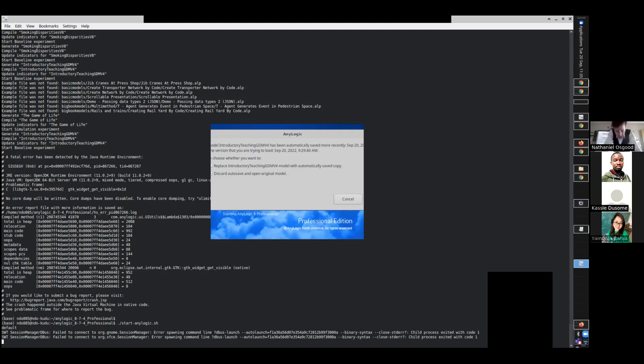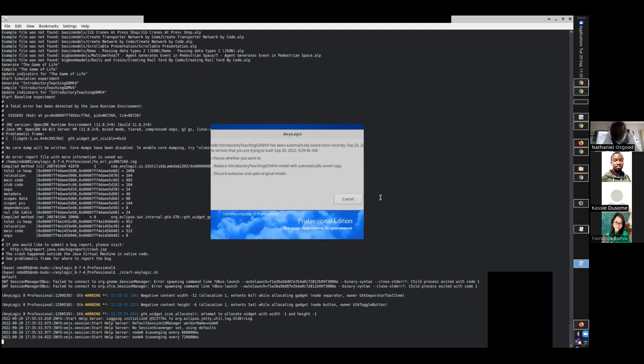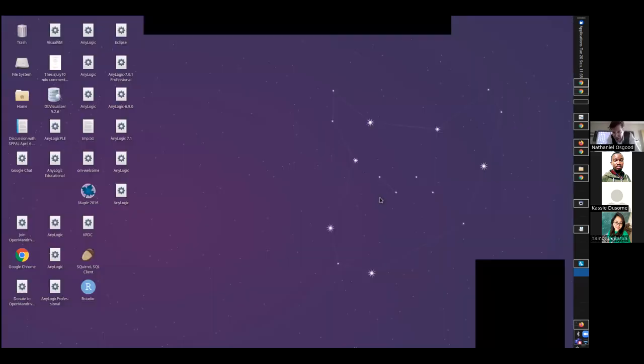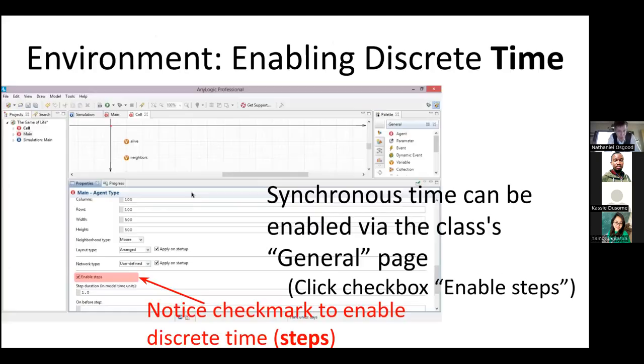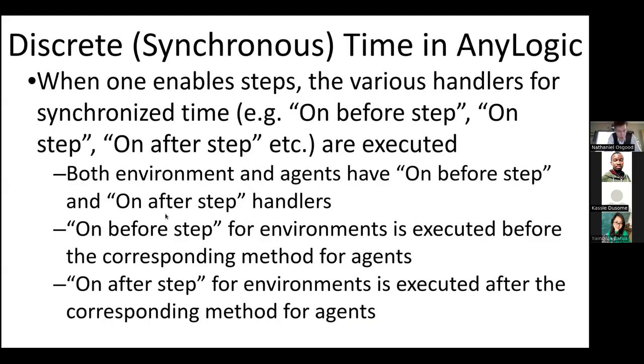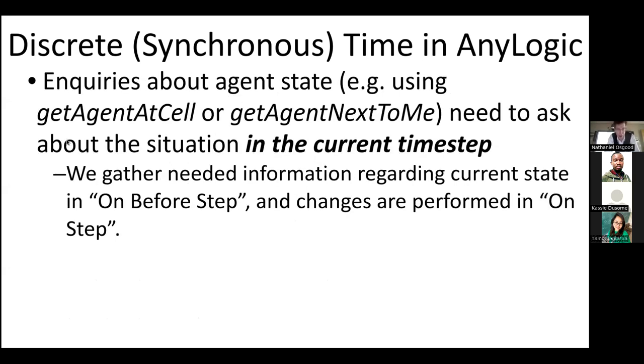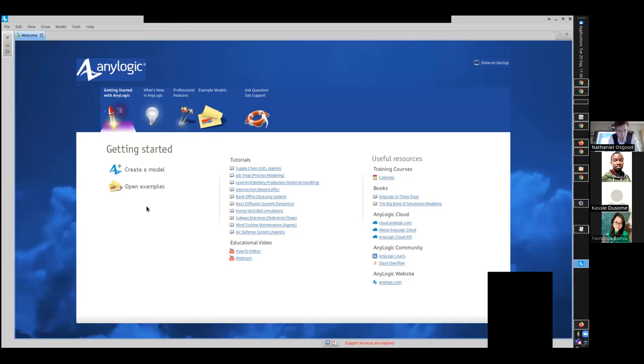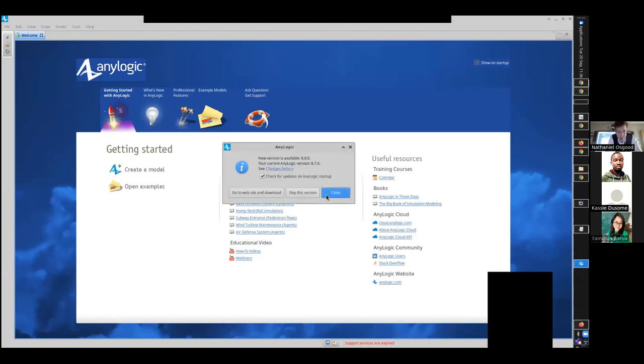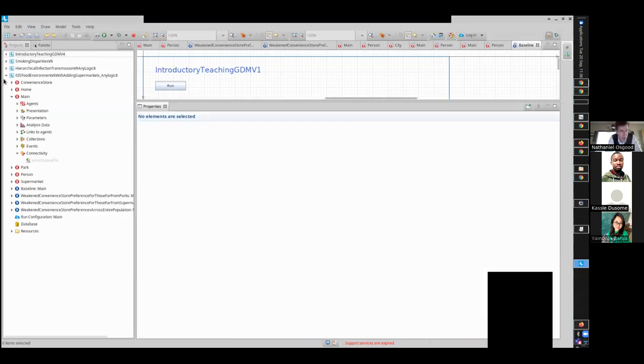So when we have these models that are updating in discrete time with this kind of gather and then commit model, you have this separation of on before step where information is gathered. And then on step, we'll actually undertake the actual action. So we gather information on before step. So we'll go here, and each agent here in, okay, now it's closed.